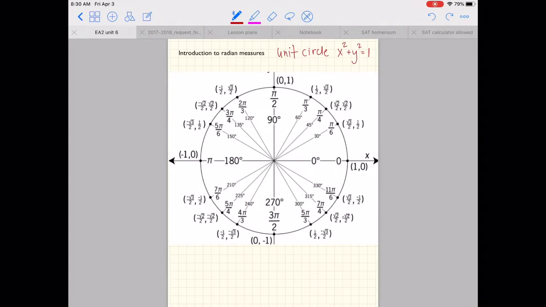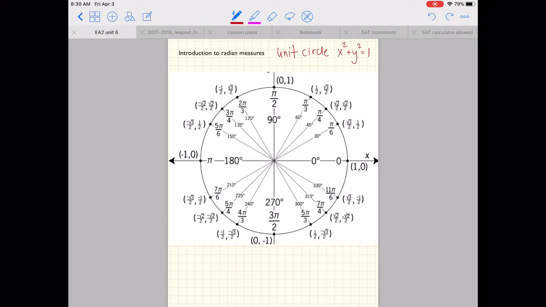You also know ordered pairs. You know that as x goes down from root 3 over 2 to root 2 over 2 to 1 over 2, y's go up: 1 over 2, root 2 over 2, root 3 over 2. And that pattern, of course, follows through with the other quadrants.